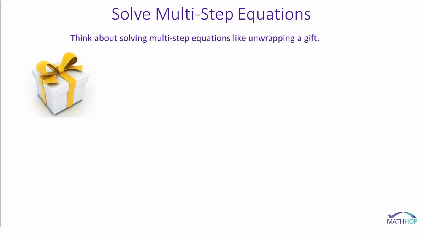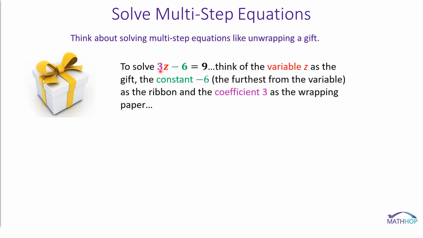So you have more than 1 number on the same side of the equation as the variable. So let's look at an equation like 3z minus 6 equals 9. All right, I want you to think of solving these two-step, or sometimes they're called multi-step equations, like this. Think of the variable, the thing that you want to get alone, as a gift, a present. The constant, which is the number by itself, including the sign, right? So the negative 6, it's furthest from the variable.